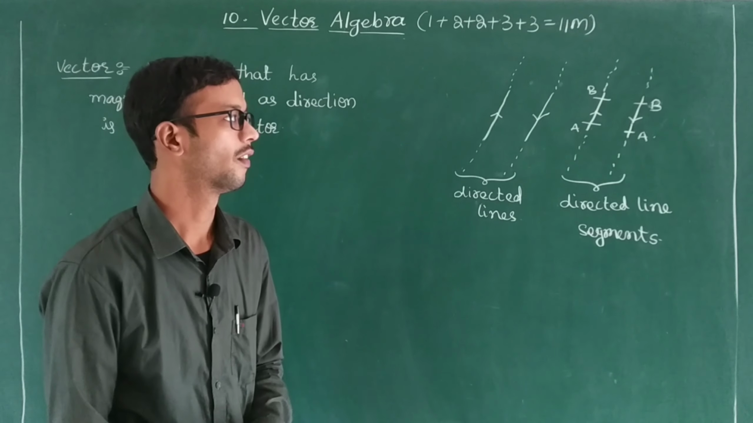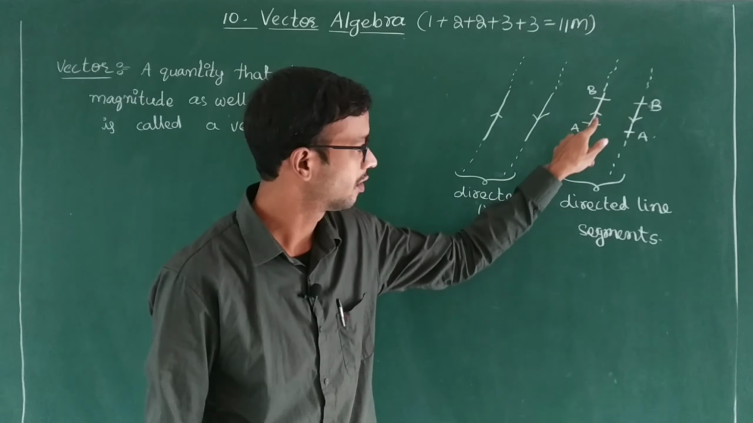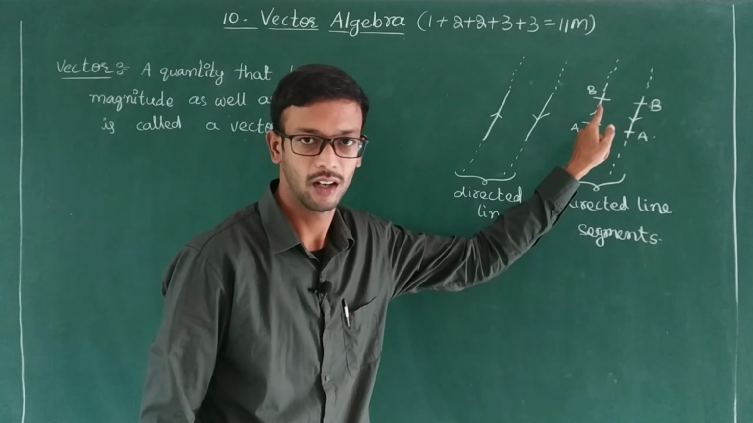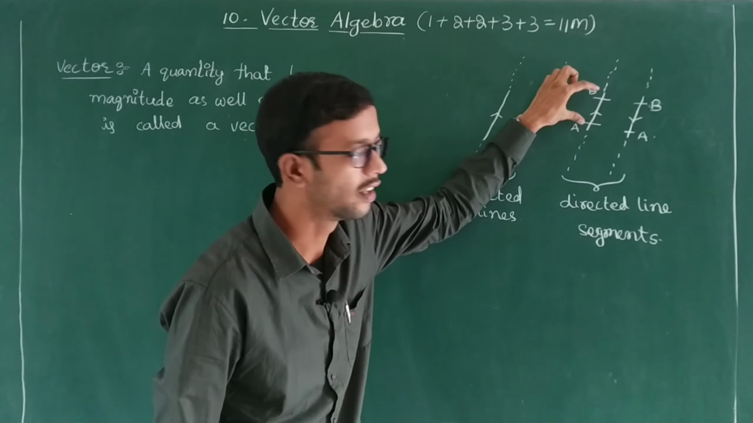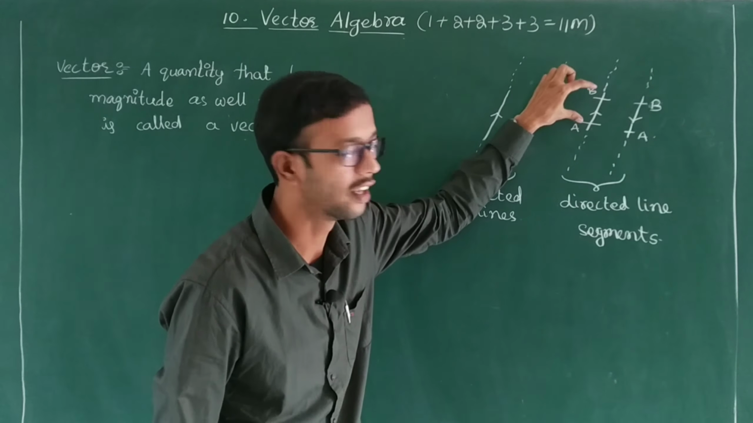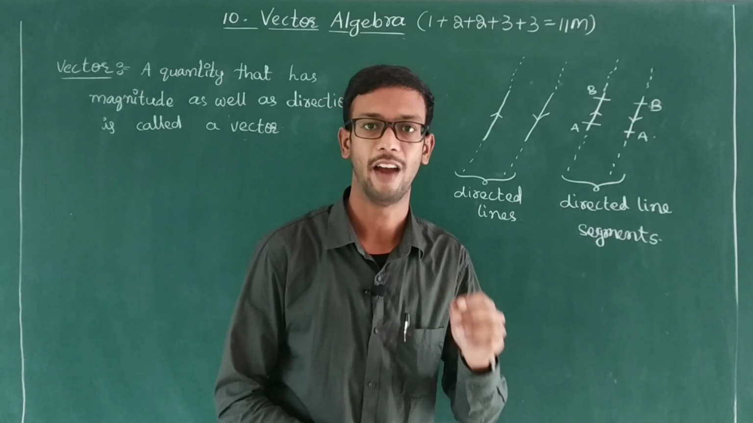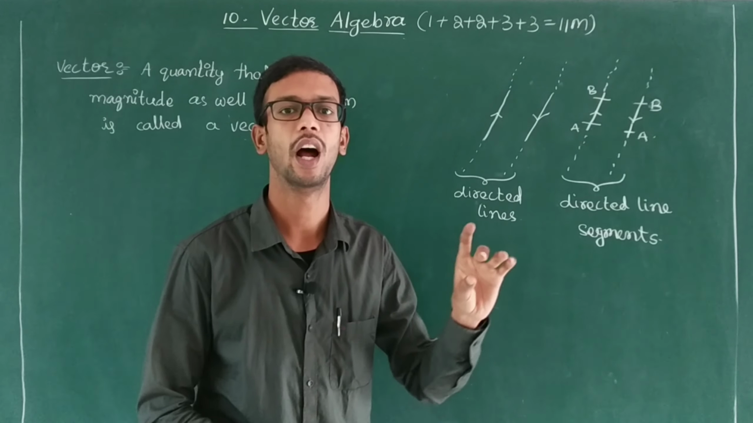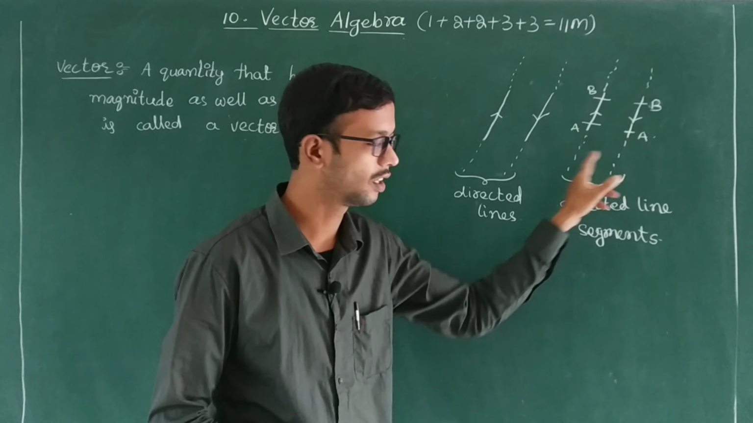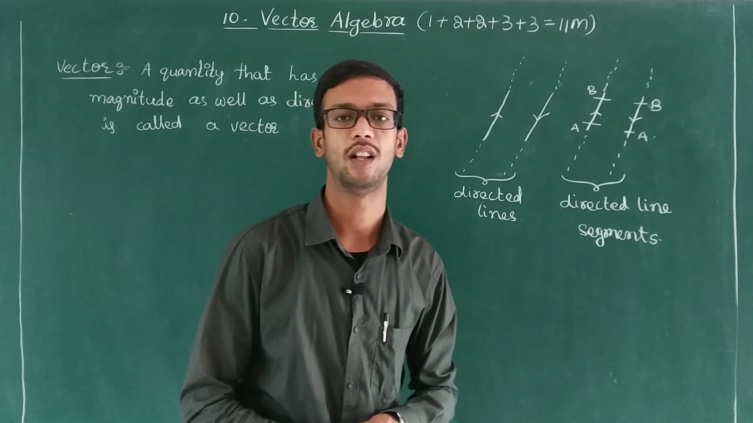You observe this line segment having one direction, and the distance we also know. So this directed line segment has direction and magnitude. Magnitude is nothing but the distance between the 2 points A and B. So a directed line segment has magnitude and direction. Based upon this only, we will discuss the total chapter.